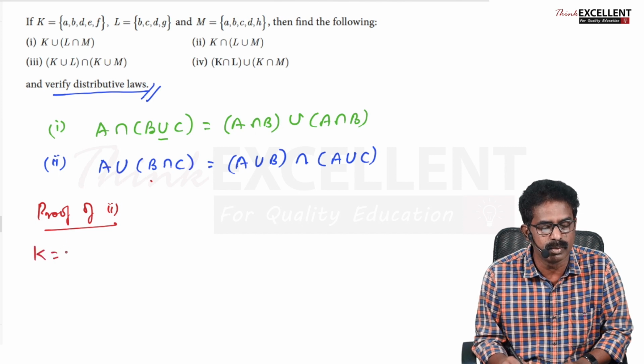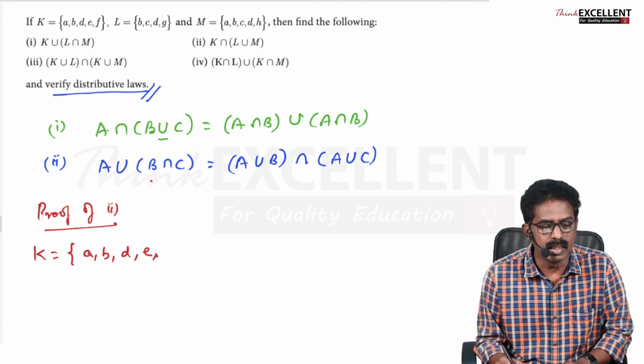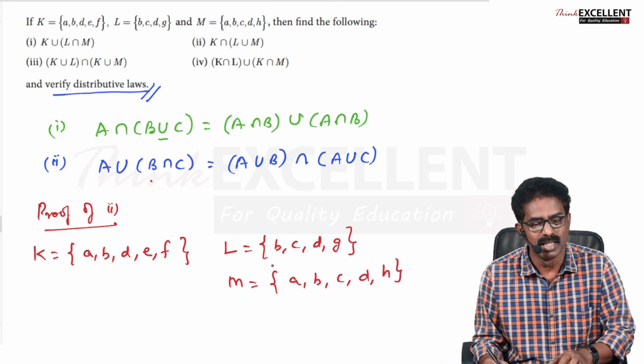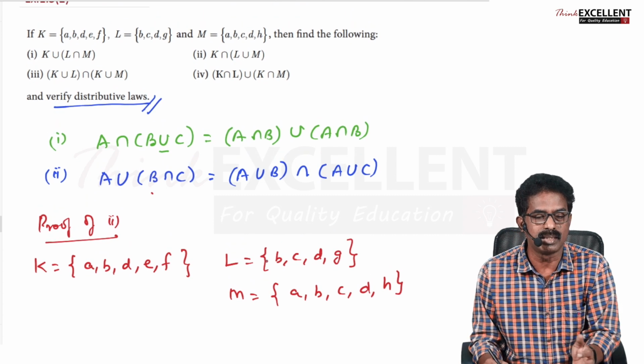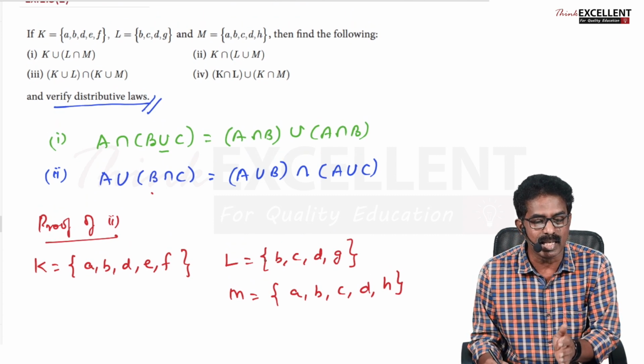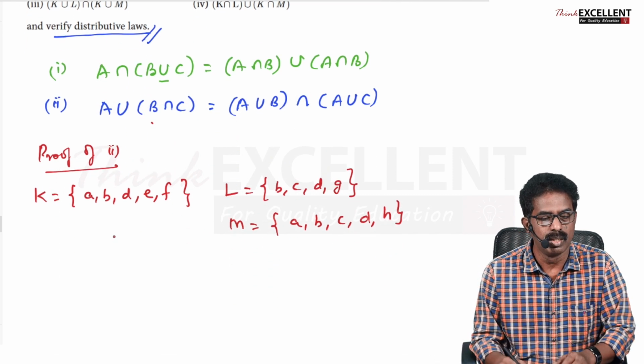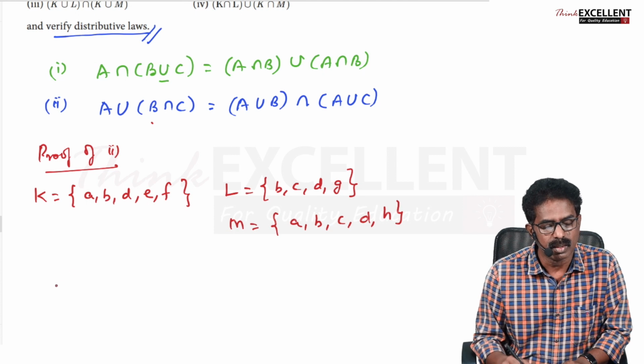So K equal to A, B, D, E, F, right? Then L equal to B, C, D, G. And M equal to A, B, C, D, H. So one difference you have noticed. So it is not ABC. Instead of ABC, what they given here? KLM. So that ABC you convert it into KLM.